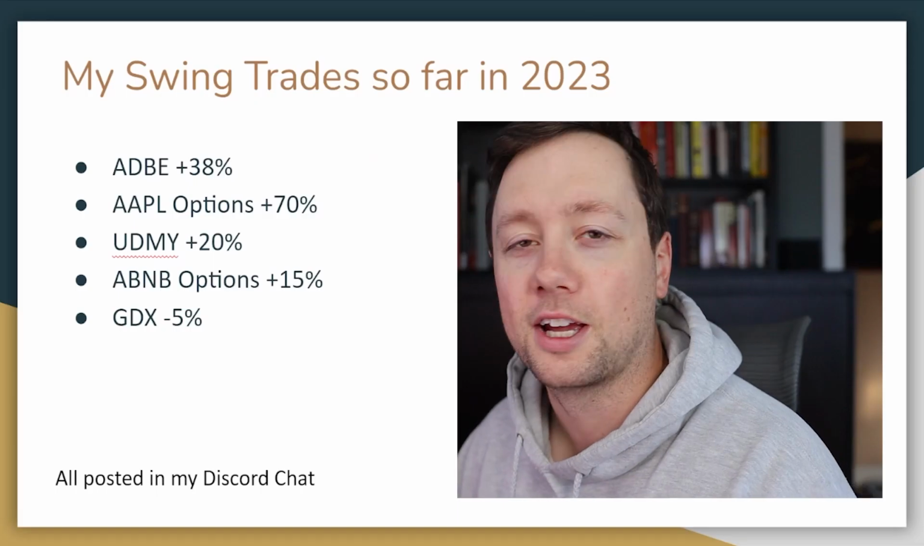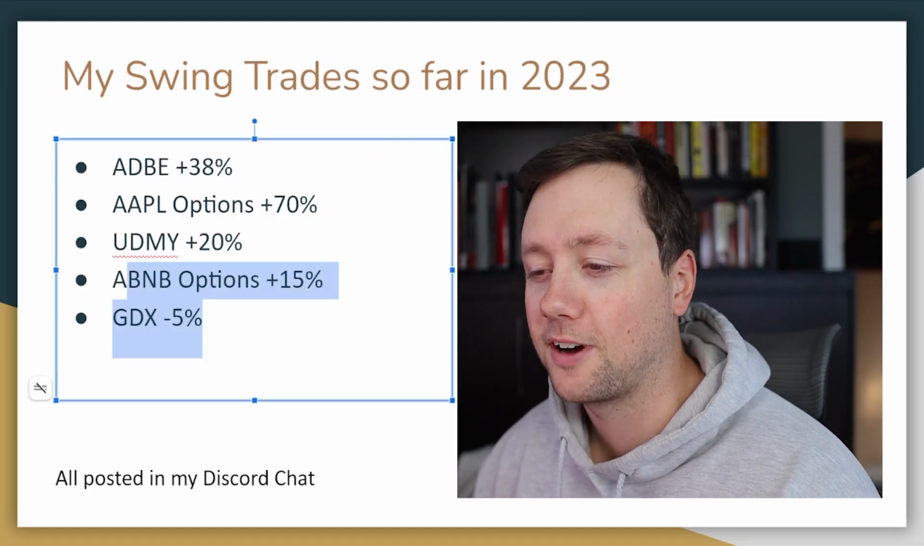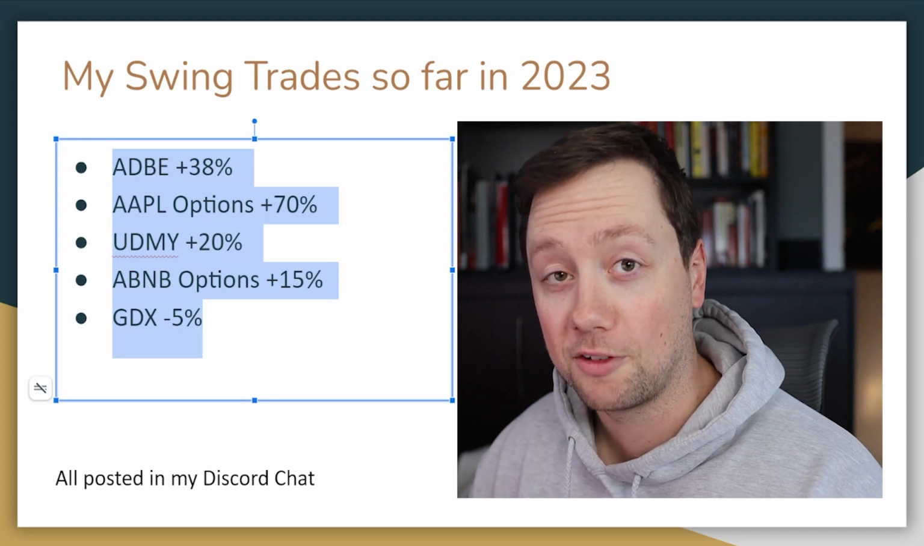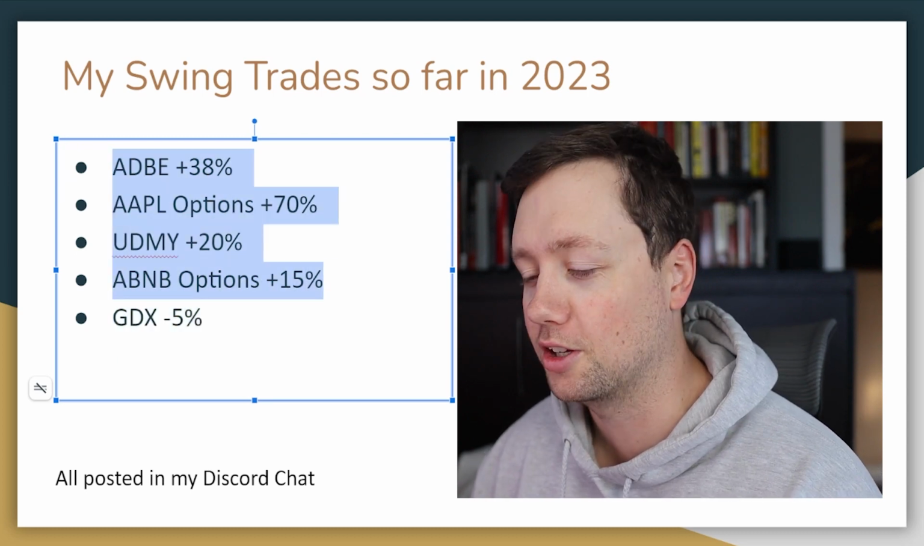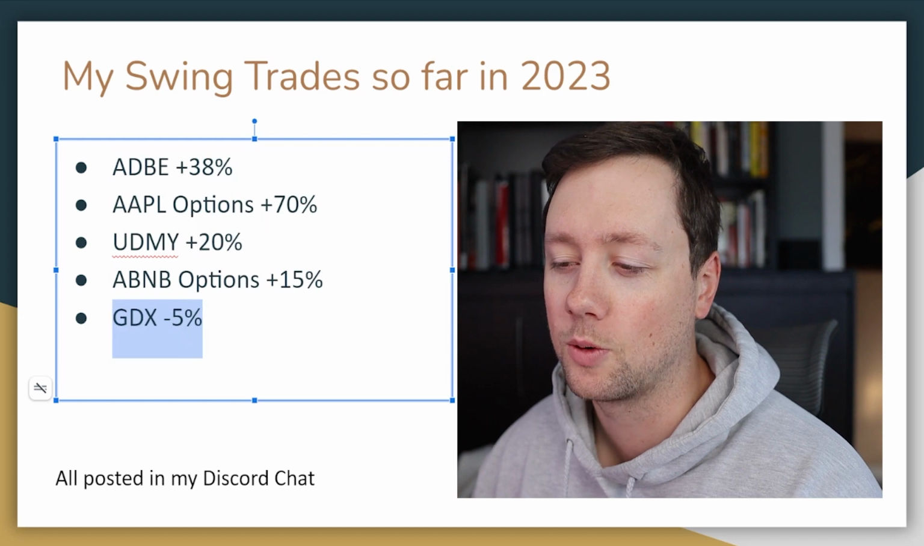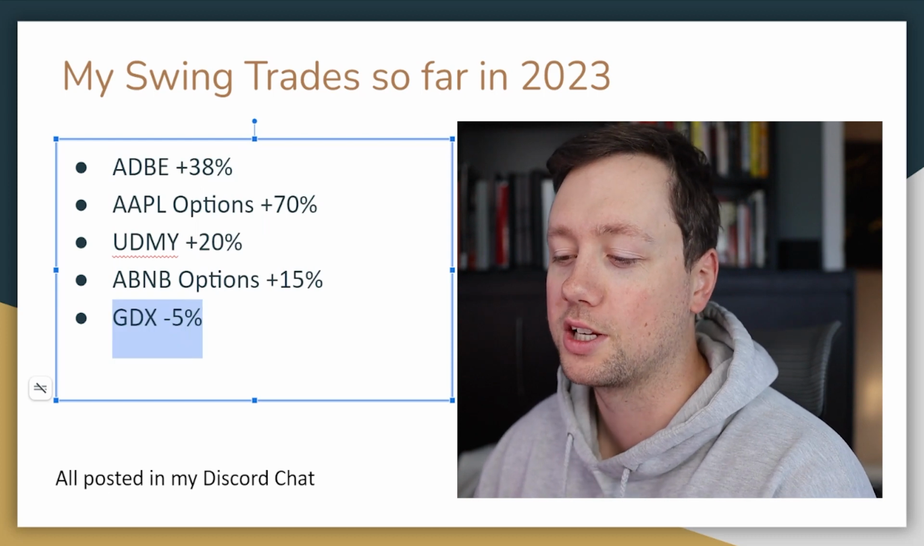Okay, so far this year I have exited 5 different swing trades. I was profitable on 4 of them and they all did extremely well, and I had one trade where it hit my stop loss pretty quick for a small loss.